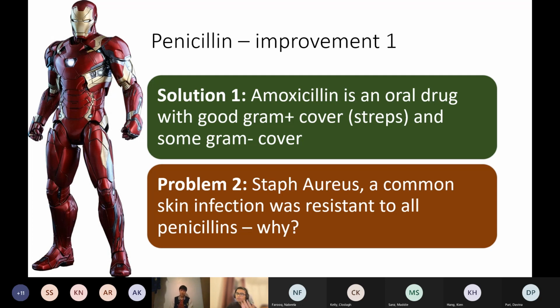Fluclox is also great. It would do all of these things, but we reserve it for something else, and we'll talk about that in a minute. Fluclox is a newer drug.